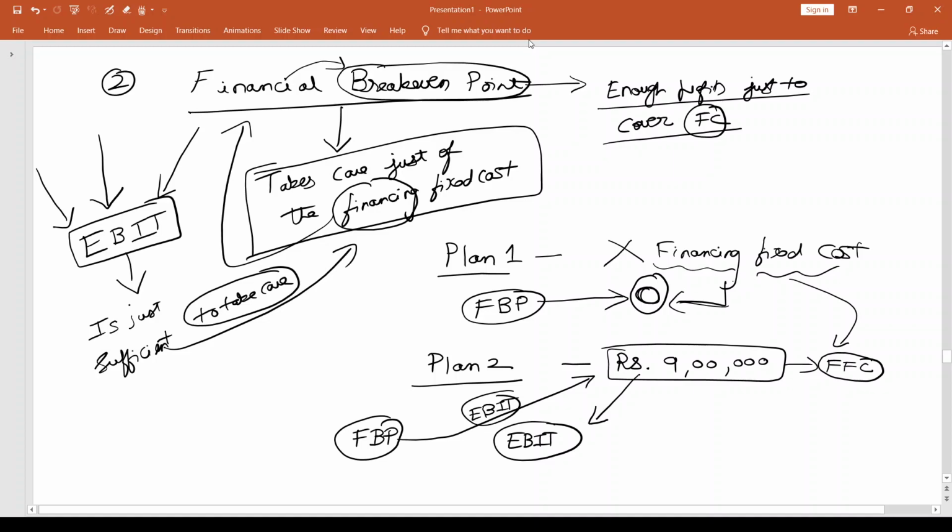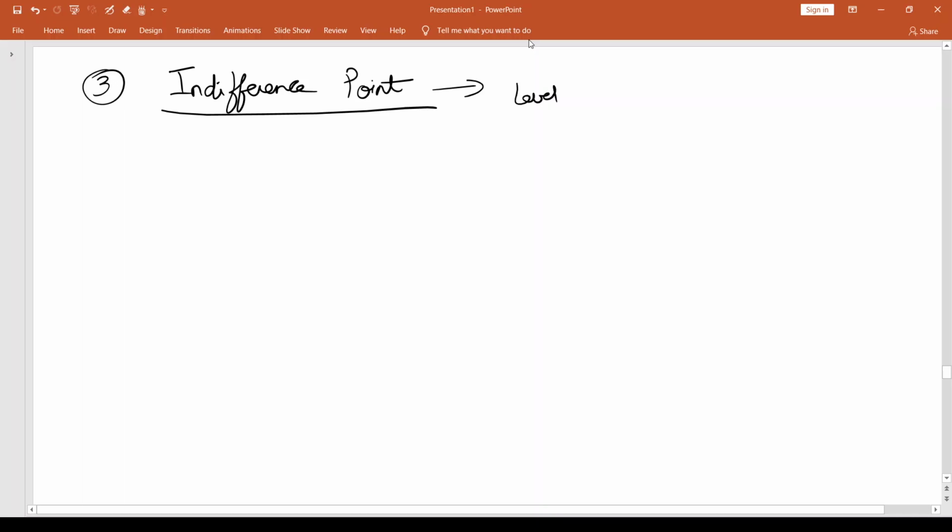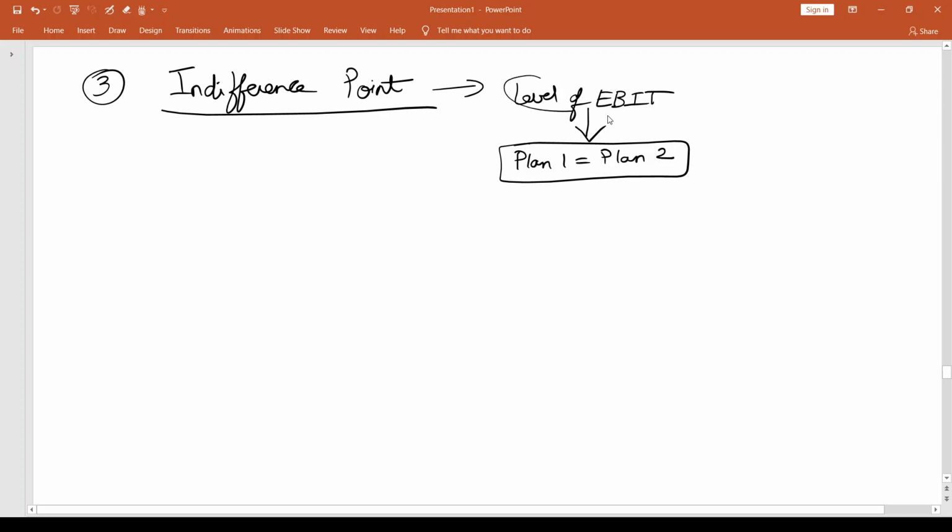Now let's go to the third part, where they ask us about our friend, the indifference point. Well, what is an indifference point? It is the level of EBIT where plan 1 is equivalent to plan 2. So you're indifferent between plan 1 and plan 2, choice 1 and choice 2. One plan is as good as the other. That level of EBIT that makes that happen is called the indifference point.